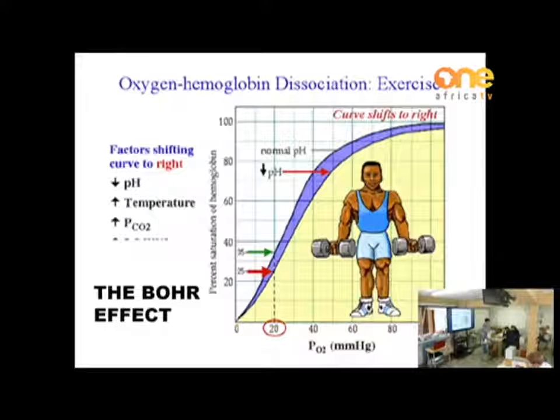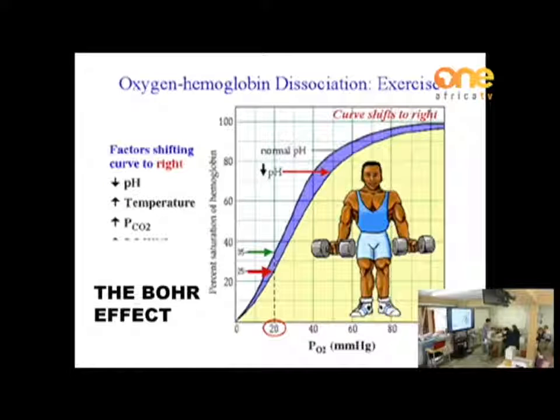Calculate the difference between the saturation at a pH of 7.2 and 7.6 at 30 kilopascal. 80 minus 40 is about 40% of oxygen. No, almost 40%.